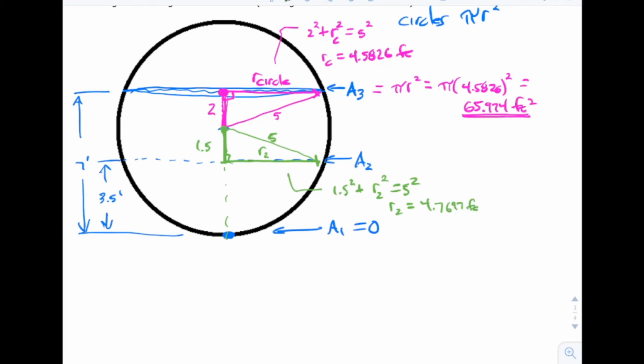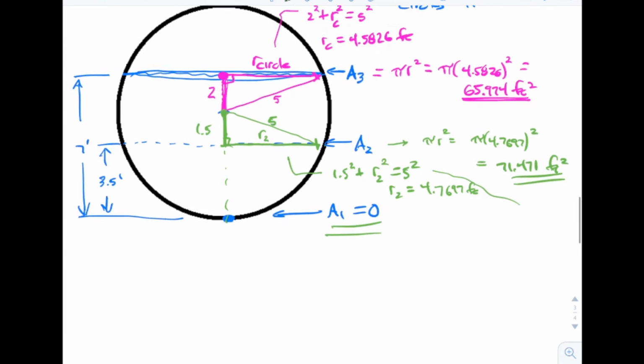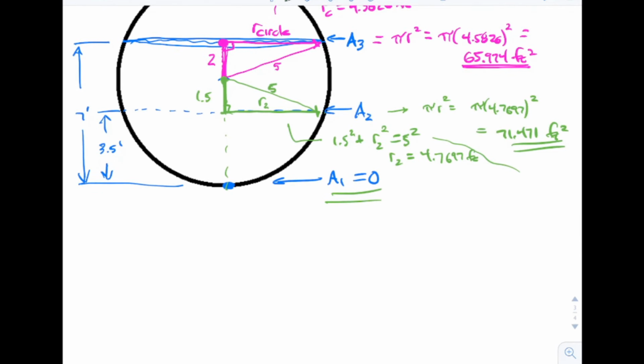And so the area then is pi r squared, pi times this 4.7697 squared, which means that I've got, okay, so square that again, yep. And then times it by the pi button. Whoa, that's the wrong button. Times the pi button, and I got that area 2 is 71.471 square feet. And of course, area 1, that was the good one. It's 0.